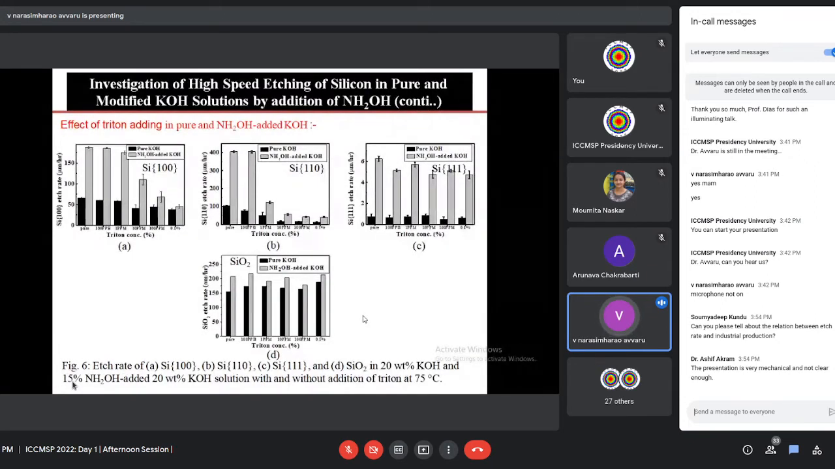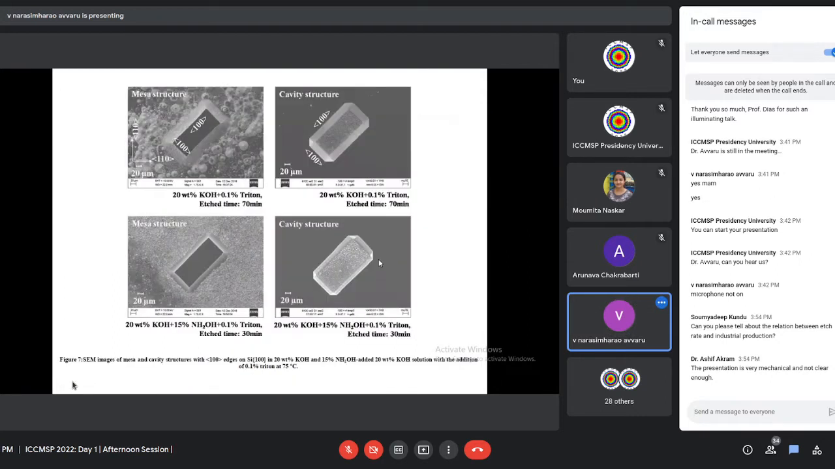In this modified solution, we added some Triton because in some applications we don't need undercutting. Generally, when using this solution, undercutting takes place at convex corners. So for protection, we added some Triton. Only that pure how it is working, similarly this modified solution also works. We successfully fabricated mesa and cavity structures in the modified solution similarly as in pure solution, with a little bit higher speed.